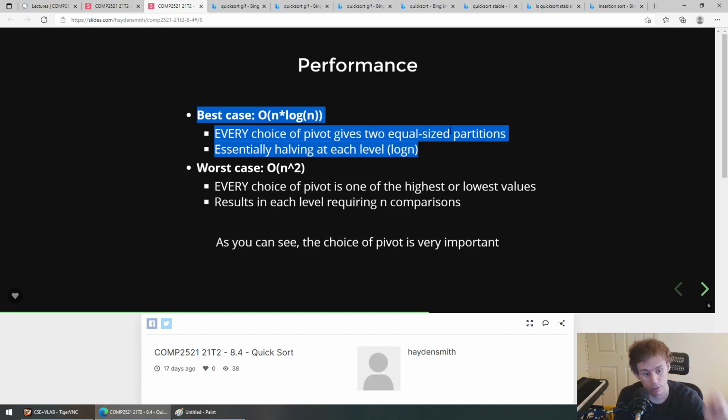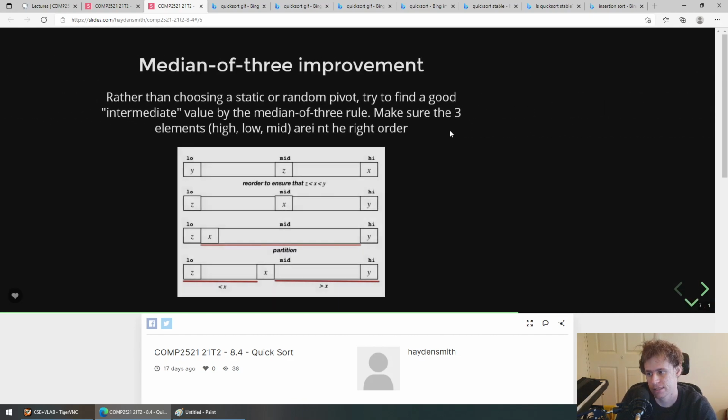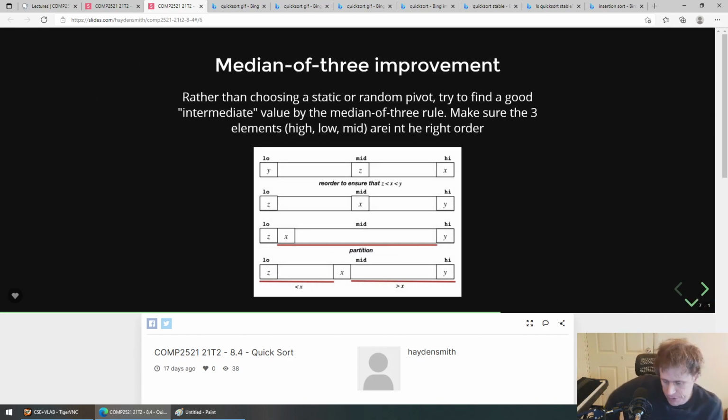Now we will finish off this topic and we'll do a slightly delayed break, so bear with me. The last couple of things on Quicksort, well, we've just talked about the challenges of choosing a good pivot.